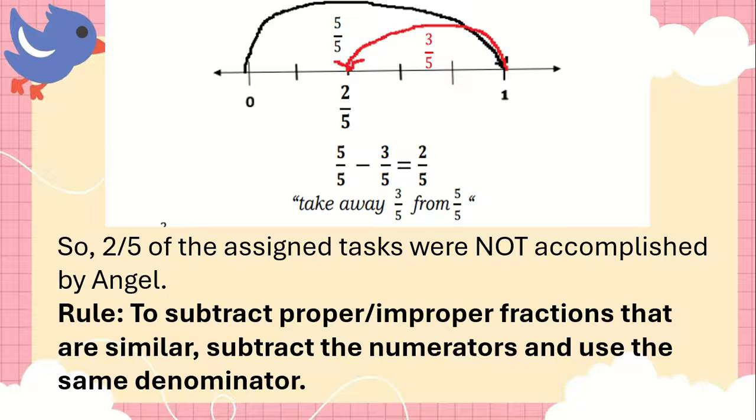5/5 minus 3/5 is equal to 2/5. Take away 3/5 from 5/5. So, 2/5 of the assigned tasks were not accomplished by Angel. Remember the rule: to subtract proper or improper fractions that are similar, subtract the numerators, and use the same denominator.